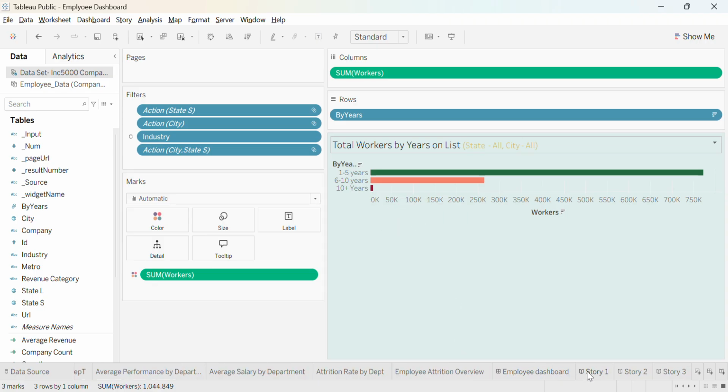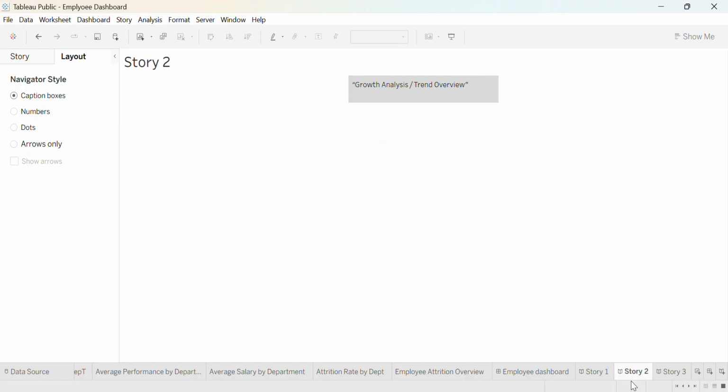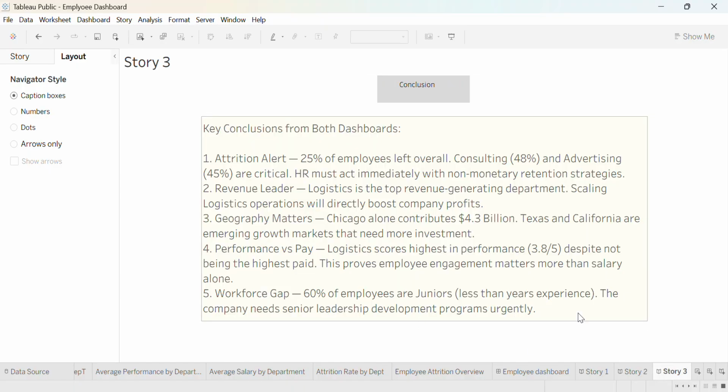And these are my story 1 and story 2 and story 3. This is my conclusion and I am closing this. That brings me to the end of my presentation.